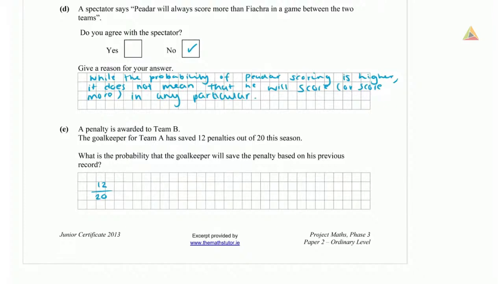So can we shorten down 12 over 20? Well, 4 will go into both of them. 4 goes into 12 3 times and 4 goes into 20 5 times. Now if you wanted to put that into the calculator, it's going to be 0.6.